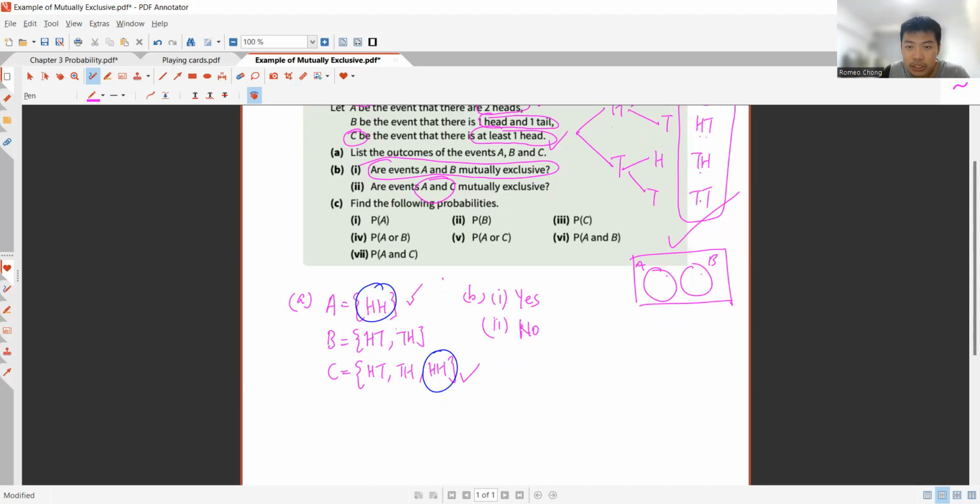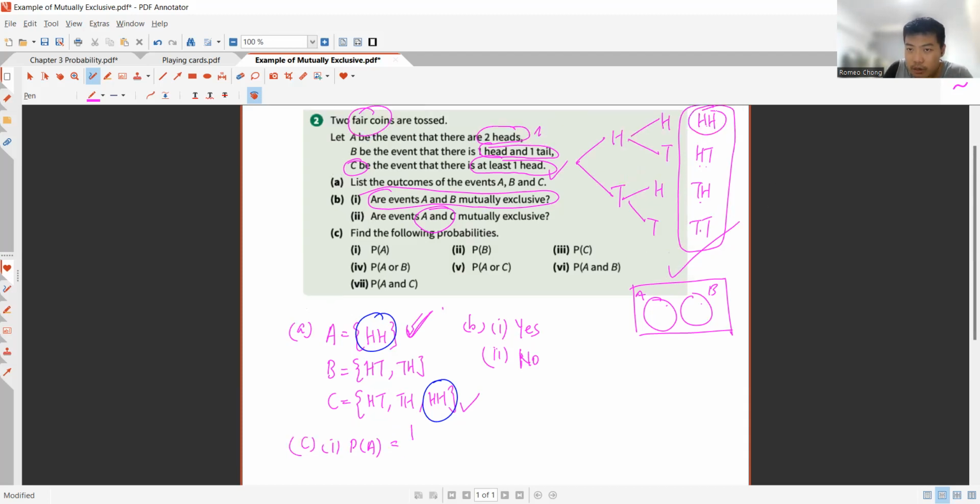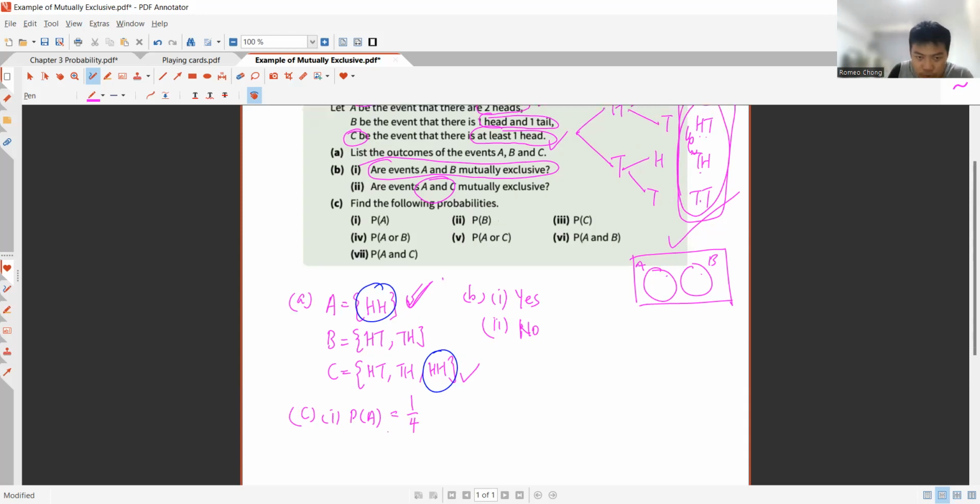Now after that, in question C, we are going to determine the probabilities of different events. So the first question, the probability of event A. If you look at your A just now, you only listed one element, so the one will be the numerator. And out of how many possible outcomes? If you look at your tree diagram, there are 4 possible outcomes. So you should write 1 out of 4.